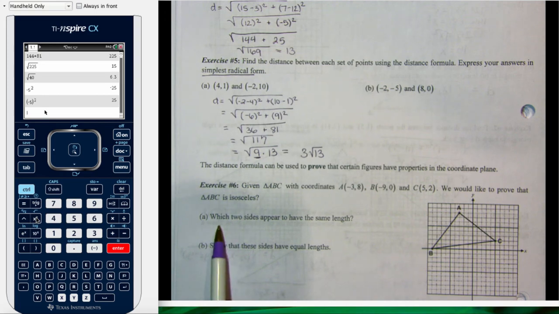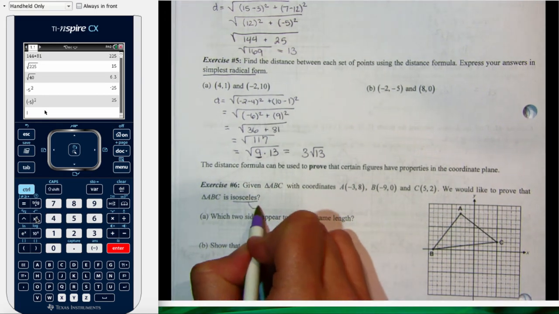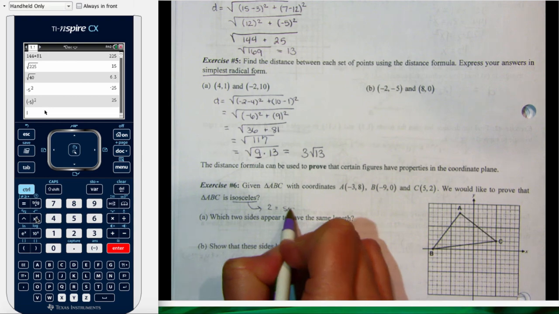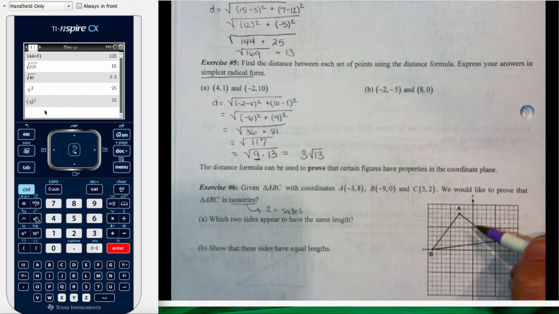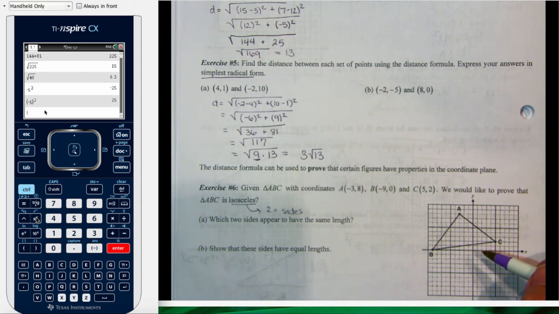So if it's isosceles, that means that it has two equal sides. And so what we want to do is try to show that those two sides have the same length. So we want to find the length of AB and we want to find the length of AC. And if we find that those two have the same length, then we can say that they are equal.